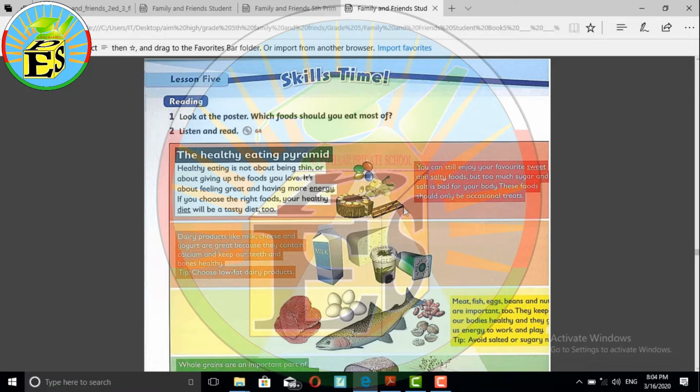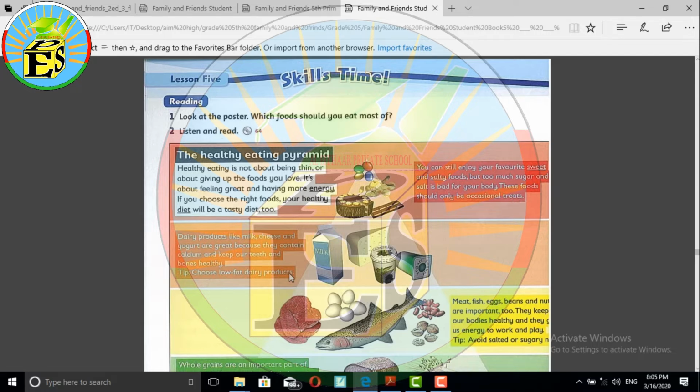But too much sugar and salt is bad for your body. These foods should only be occasional treats. What's the meaning of occasional? You eat it from one time to another time. For example, you eat these salty and sweet foods once or twice a week maximum, but not every day. You shouldn't eat too much sugar and too much salt.